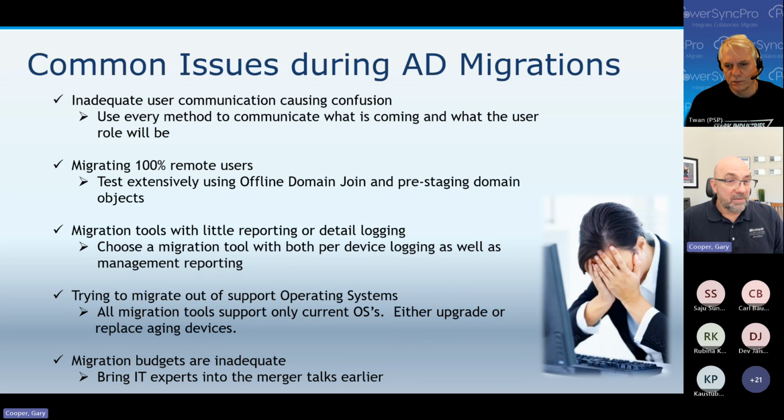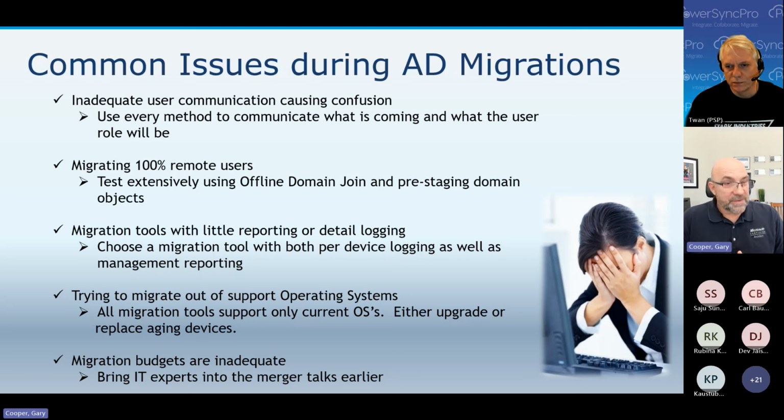What if you are migrating a huge portion of remote users? Can you do an offline domain join or pre-stage these objects? If they have no connectivity, say maybe the VPN is dependent upon the domain, but you just remove them from your domain, how do they do that? So those sorts of things can be addressed.